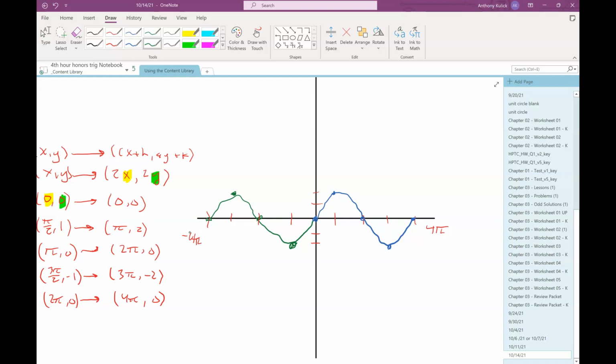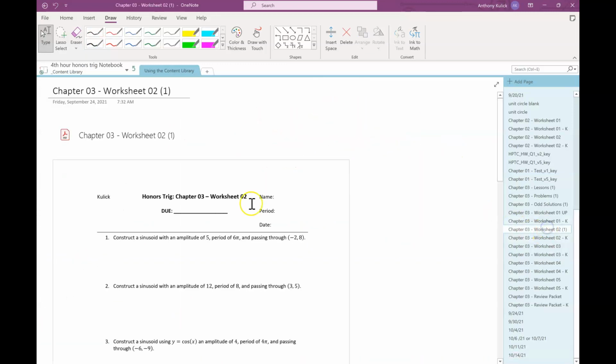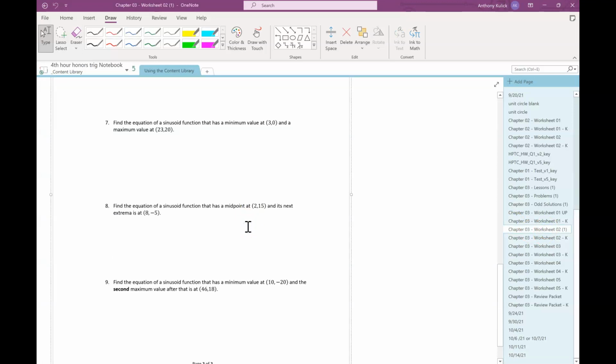Follow-ups on this one before we move to something new. Okay. Natalie. Can you do something in worksheet 2, either number 6, and explain the process? Sure.